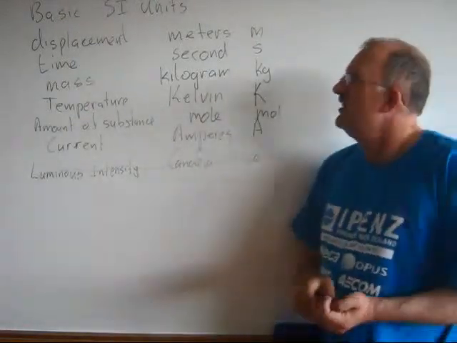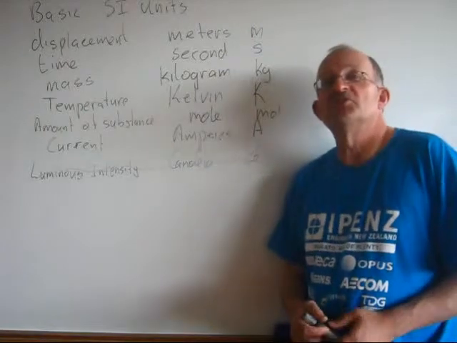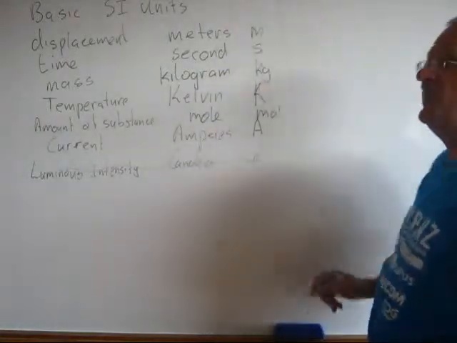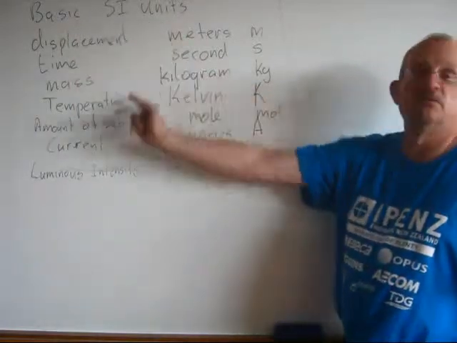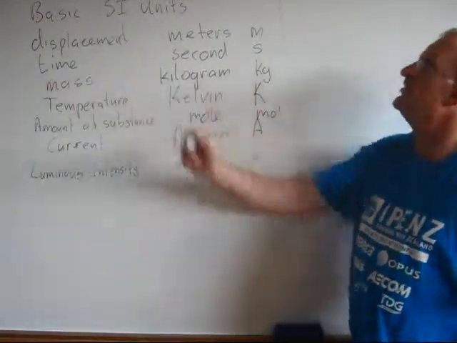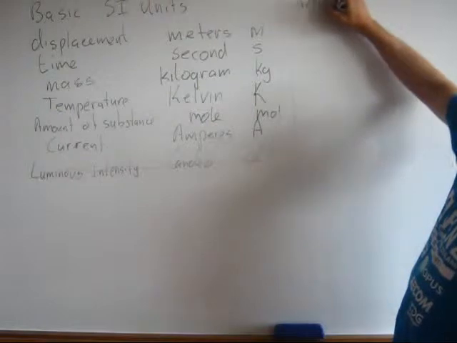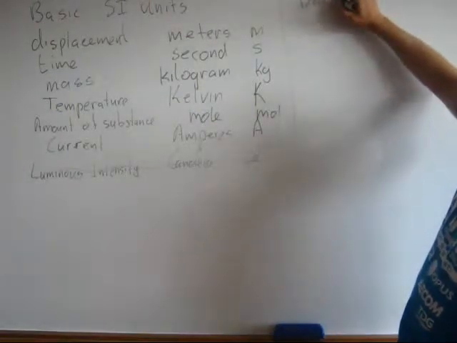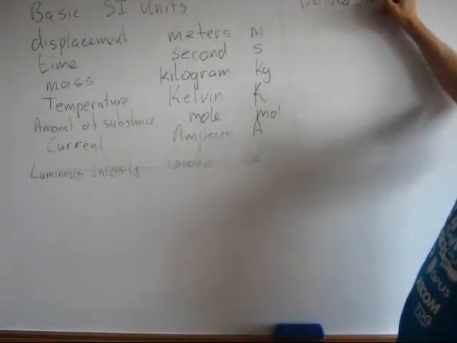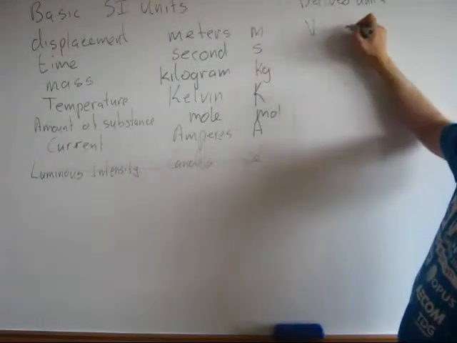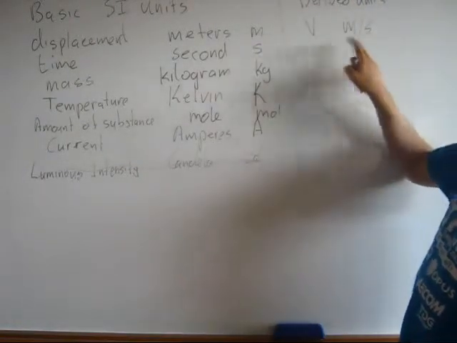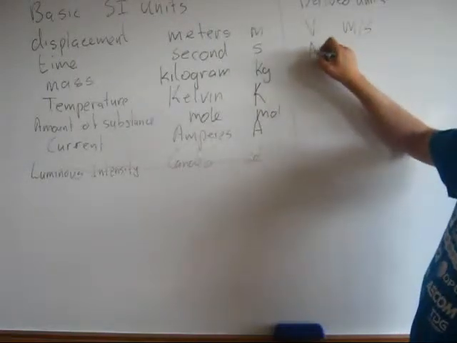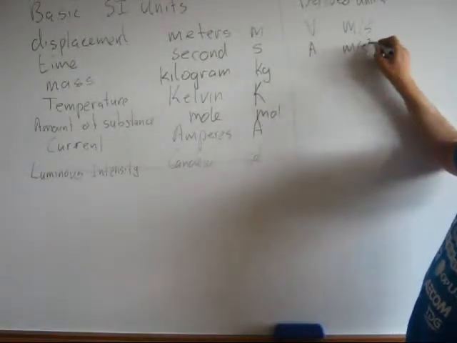Okay, so then we have derived units. We will use derived units as required. What I mean by derived units is these are units made up of the base units. So derived units, like velocity, is measured in meters per second. You can see the meters is there, seconds there. Acceleration, meters per second squared.